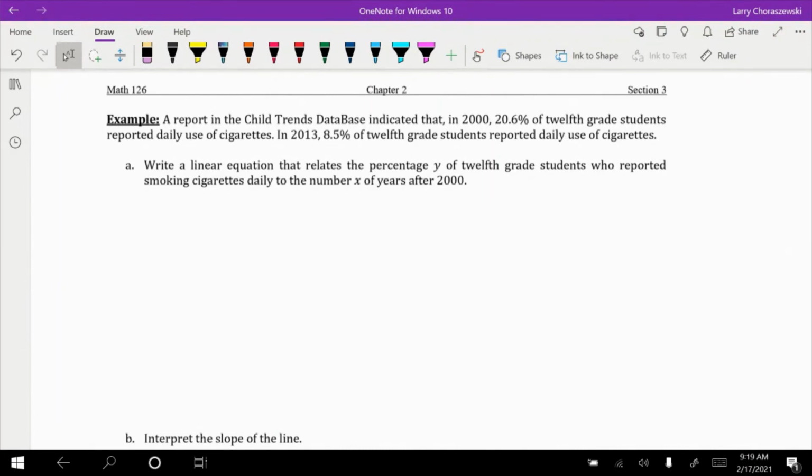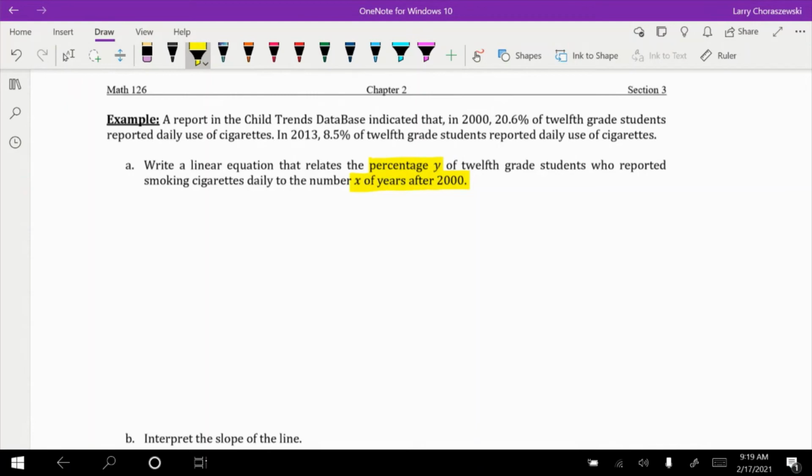But anyway, in part A, write a linear equation that relates the percentage y. Okay, so our y values stand for the percentages. And we don't have to convert them to decimals if we don't want to. We can just leave them in their current format. The percentage y of 12th grade students who reported smoking cigarettes daily to the number x, which represents years after 2000. Okay.